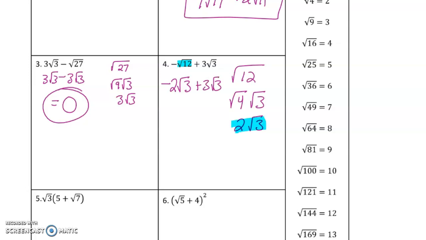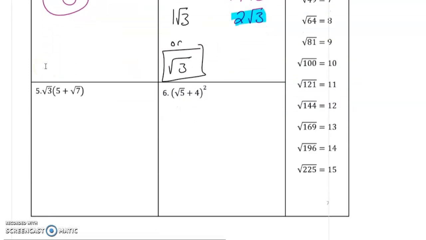All right, so I'm essentially just substituting that in instead of the square root of 12. So now they're the same square root: negative 2 square root 3 plus 3 square root 3. Negative 2 plus 3 is 1, so it's 1 square root 3. We usually tend not to write that 1 in front, so I'm just going to put square root 3 as my answer. Okay, now multiplying.